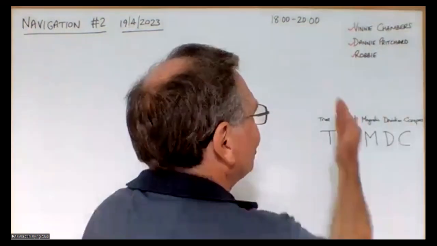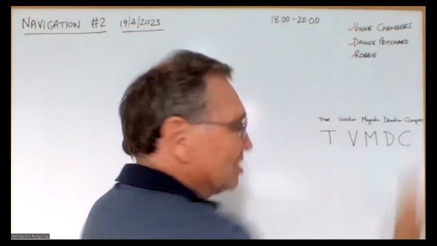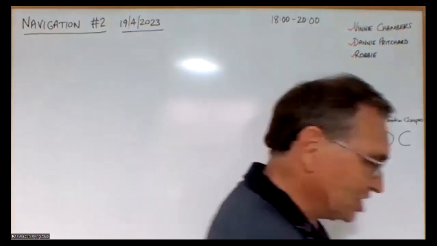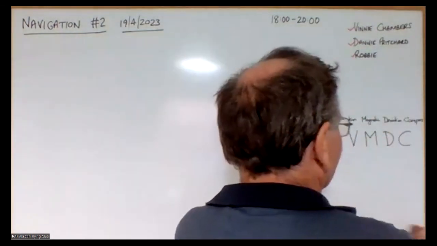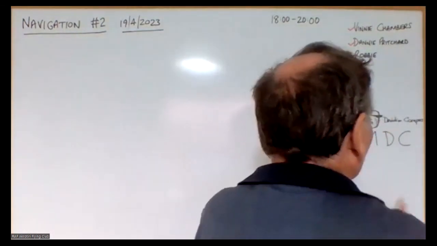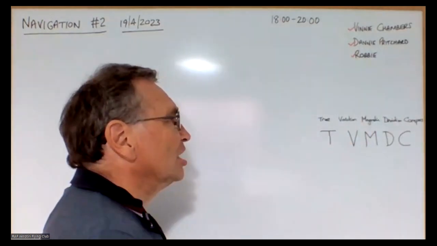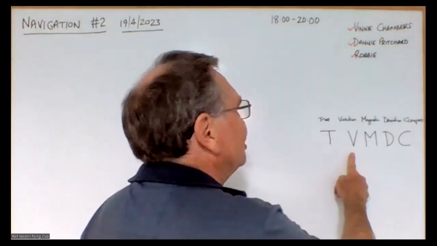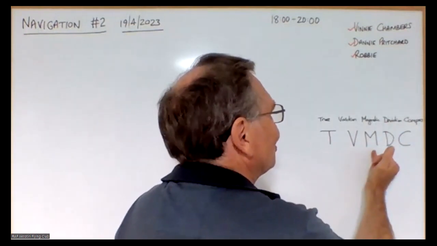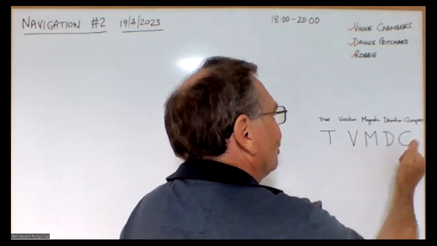So just remember, true virgins make dull company. There's a couple of other things that you'll need to memorize for the exam, and I'm going to make a list of them just here on the board. And as we go on, I will build this up. So variation, difference between true and magnetic. Deviation is the difference between the magnetic and what the compass is reading.